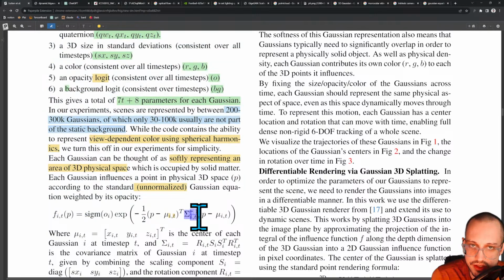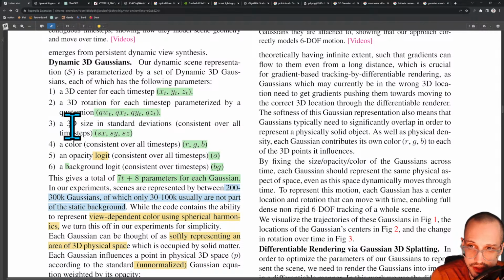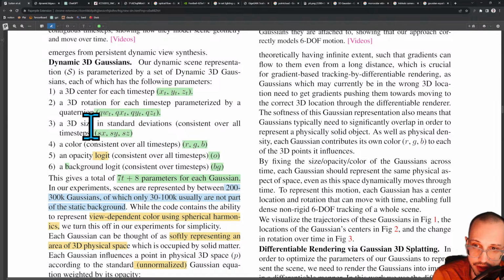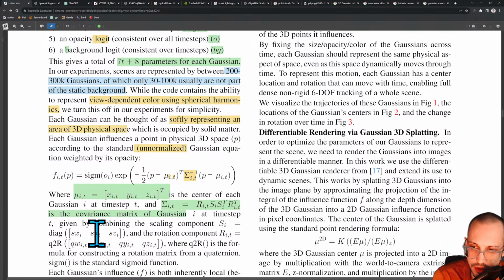Here you have the covariance matrix for that specific Gaussian, which is basically just the sizes, the standard deviations, right, in a diagonal matrix. Mu is the center at each time step t, and sigma_it is R_it S_i S_i transpose R_it transpose, which is the covariance matrix, basically these three numbers, the standard deviations for each of the dimensions, by combining the scaling component S_i and the rotational component R_i.